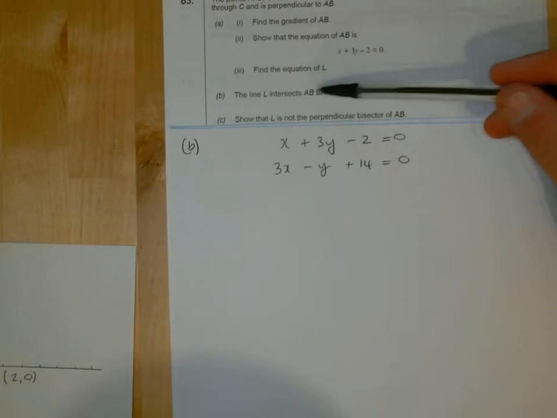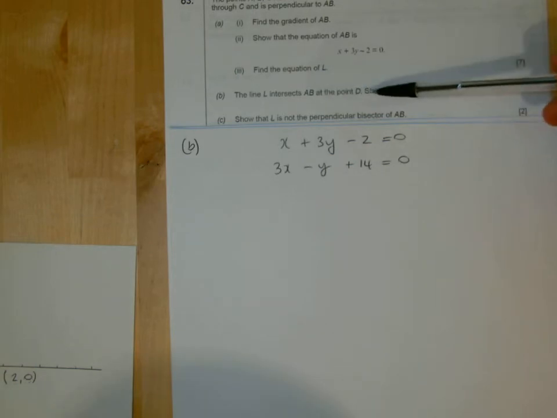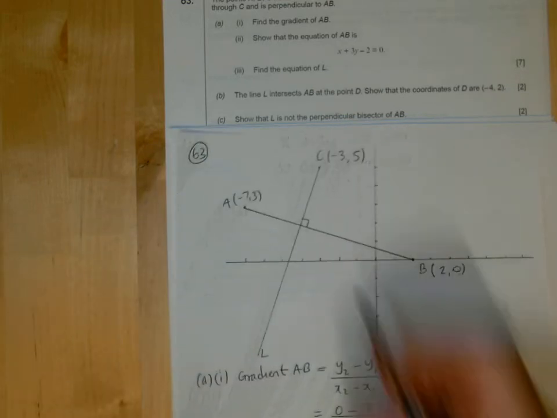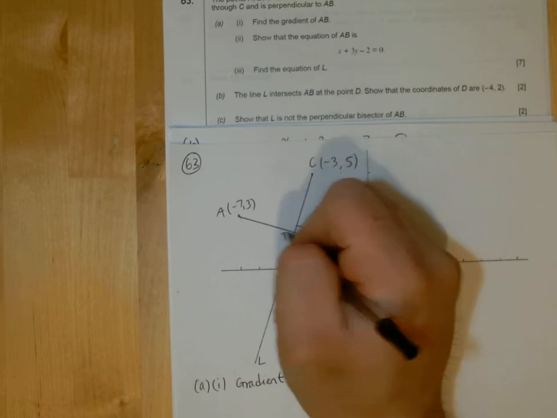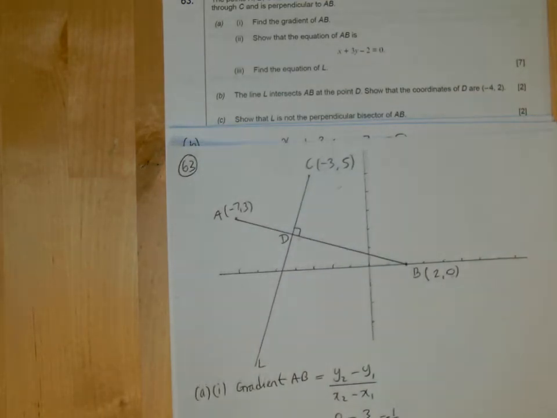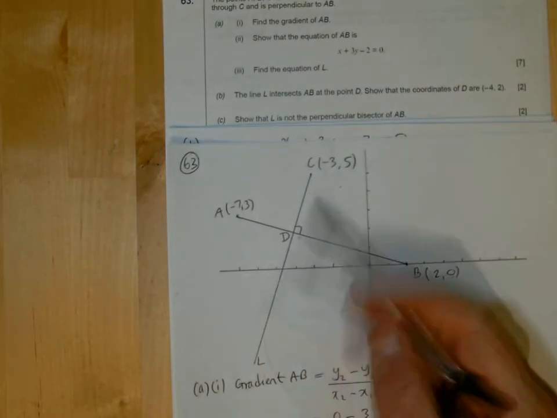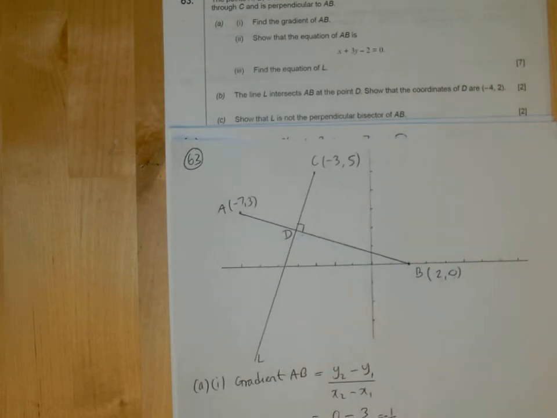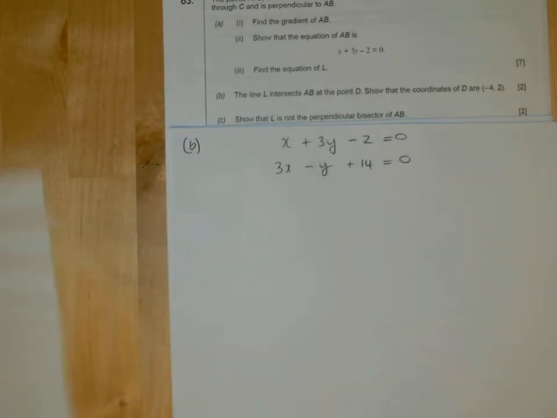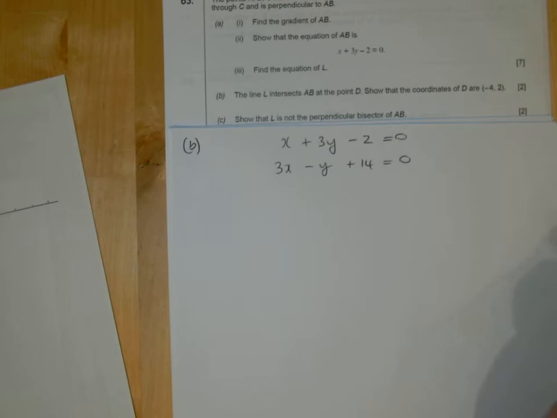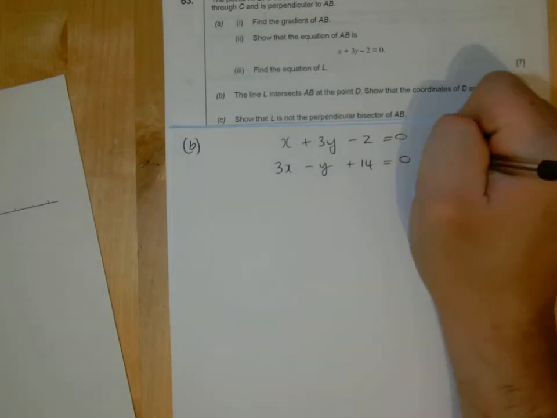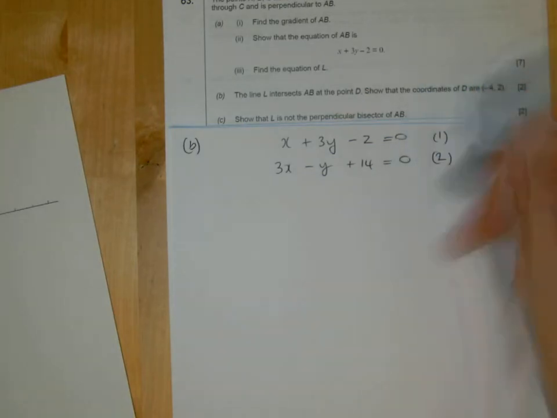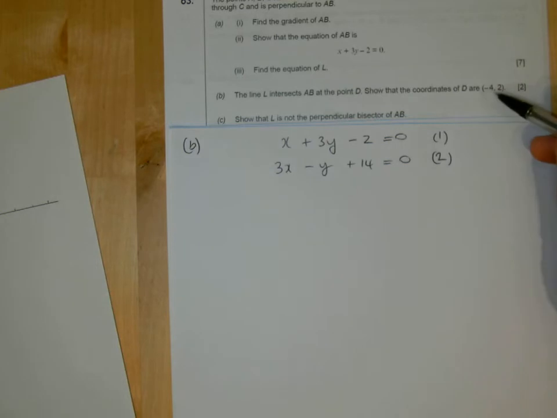Okay, so the line L intersects AB at the point D. Show that the coordinates of D are -4 and 2. So line L and AB intersect at point D. Now we've got the equation of line L, we've got the equation of AB. I've written them down here. So all we've got to do is solve them simultaneously, and we'll get the point of intersection. Hopefully it'll be this, yeah?